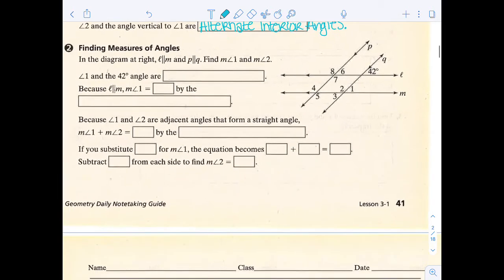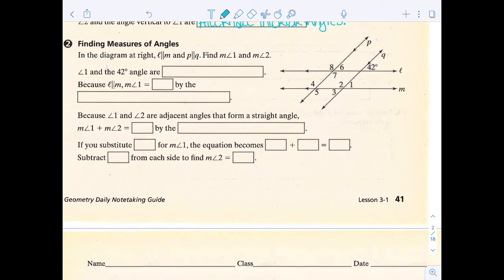Let's take a look at number 2. Finding the measure of angles. In the diagram at the right, line L is parallel to line M, and line P is parallel to line Q. We want to find the measure of angles 1 and 2.